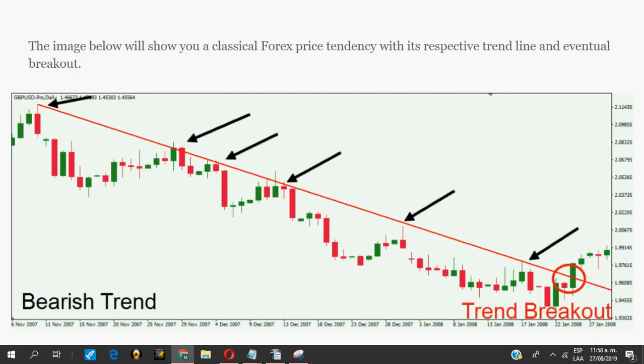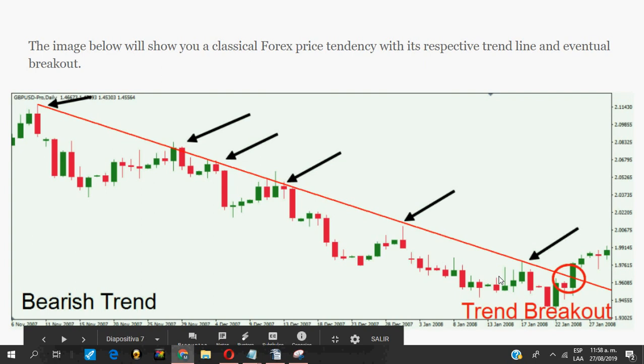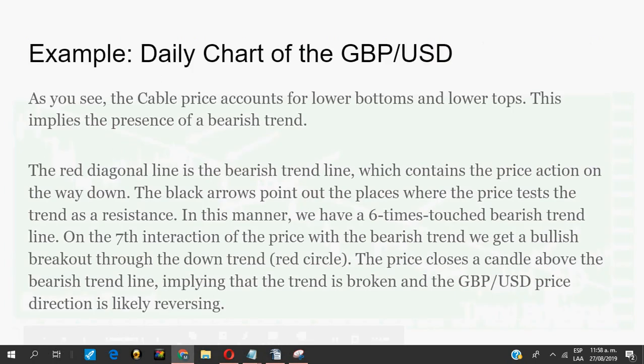The image below will show you a classical Forex price tendency with its respective trend line and eventual breakout. This is the daily chart of the pound dollar. As you see, the cable price accounts for lower bottoms and lower tops. This implies the presence of a bearish trend. The red diagonal line is the bearish trend line, which contains the price action on the way down.